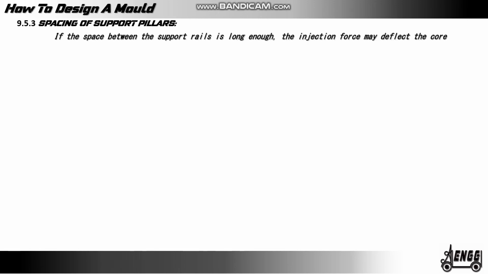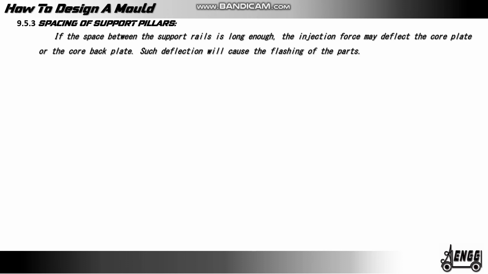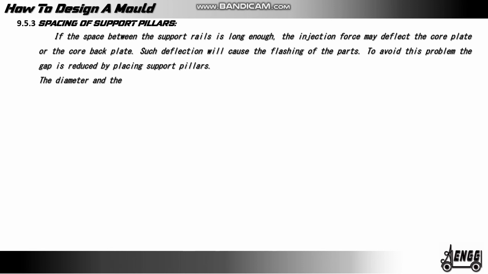Placing support pillars. If the space between the support rails is long enough, the injection force may deflect the core plate or the core back plate. Such a deflection will cause flashing of the part. To avoid this problem, the gap is reduced by placing support pillars. The diameter and the spacing of the pillars can be calculated using the beam formula.